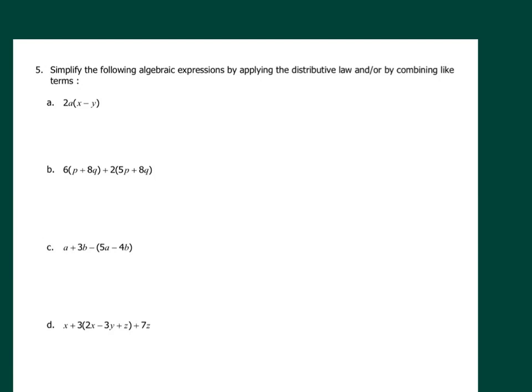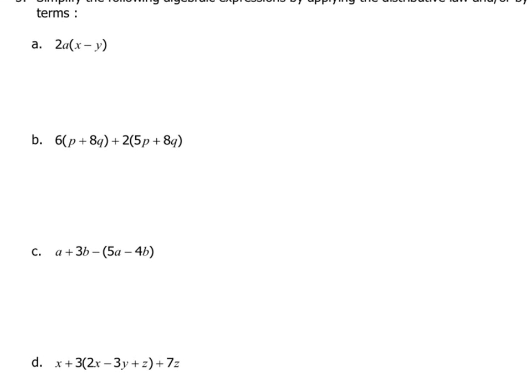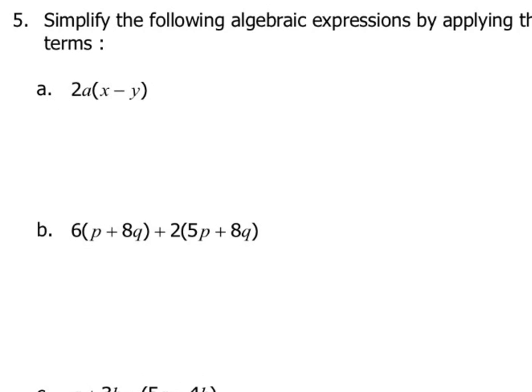Okay, the first one is 2a times (x minus y). To simplify 2a times (x minus y), all we have to do is apply the distributive law, and this will be 2a times x is 2ax, and 2a times y is 2ay, and this is minus. Okay, so 2a times (x minus y) is 2a times x, or 2ax, minus 2a times y, or 2ay.